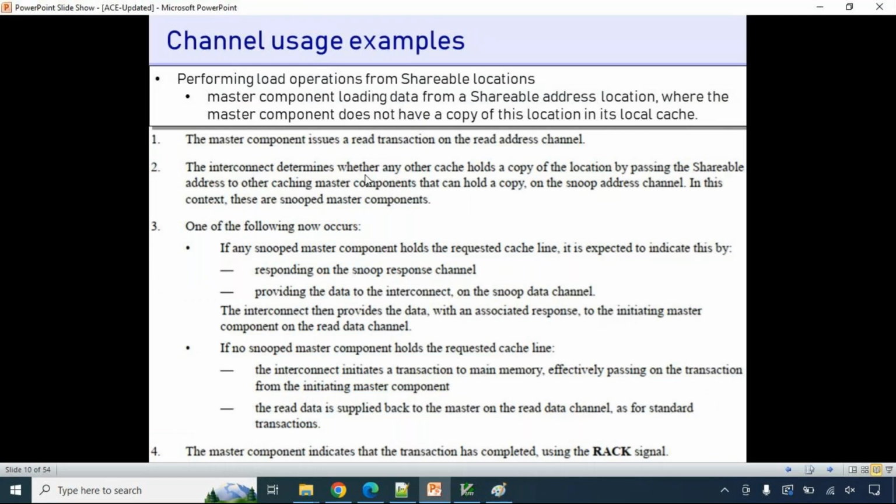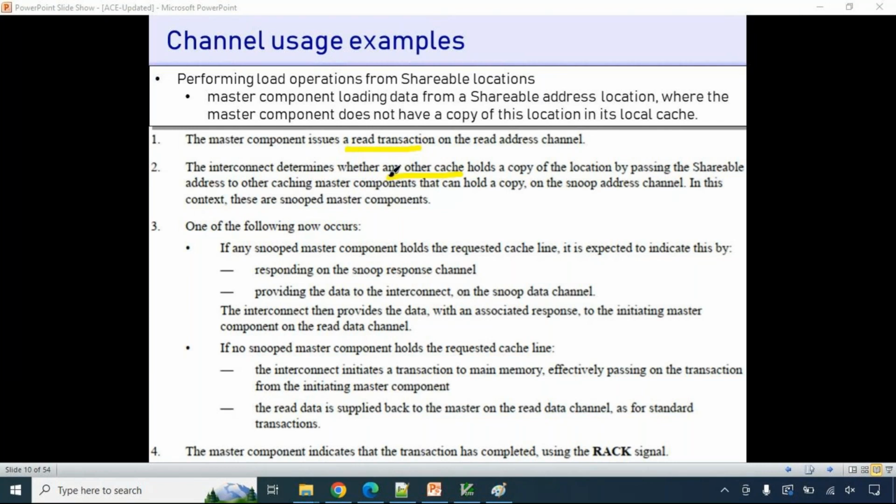The interconnect determines whether any other cache holds the copy of the location by passing the shareable address to other caching master components. We understand it does everything on the snoop address channel. So I told you, right? ACE introduces three more channels: snoop address channel, snoop response channel, snoop data channel. So in this case, the ACE interconnect, when it gets the read transaction, determines whether the request is for loading.